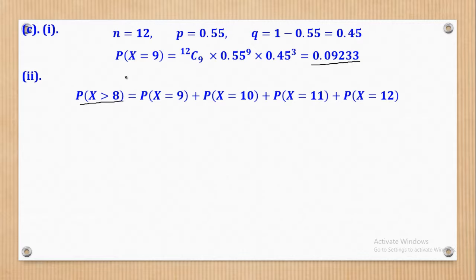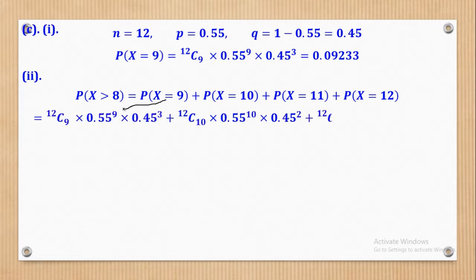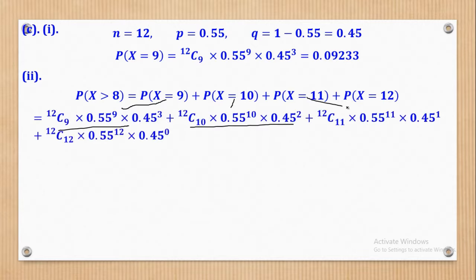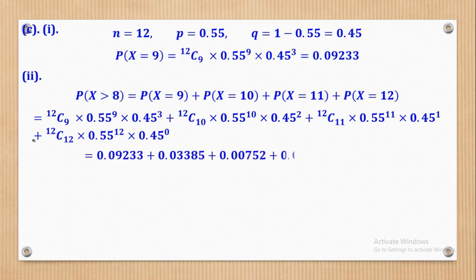Now we shall go to Roman 2, where they wanted the probability of x greater than 8. Now greater than 8 means you start from 9, 10, 11, 12. So you stop at 12 because our N is 12. Therefore, we shall use the binomial formula for each probability. For this one, this is the binomial formula. For this one, that's the binomial formula. For this, the binomial formula is that. And for this, the formula is that. So when you use the calculator, we shall come up with our probability being equal to 0.13557.